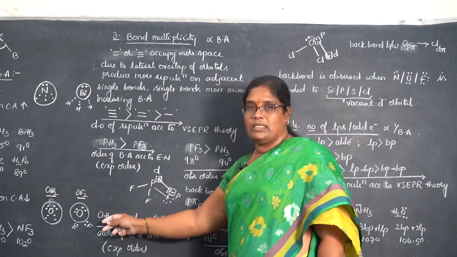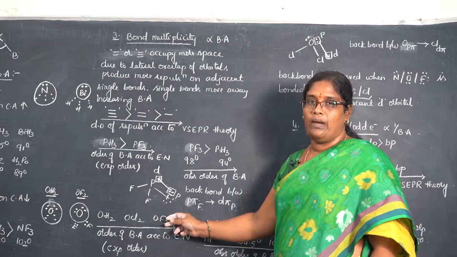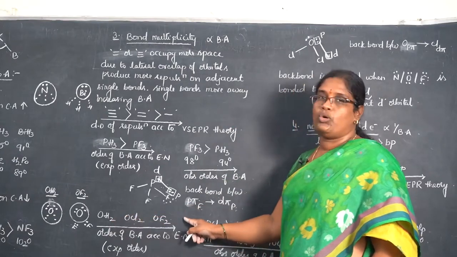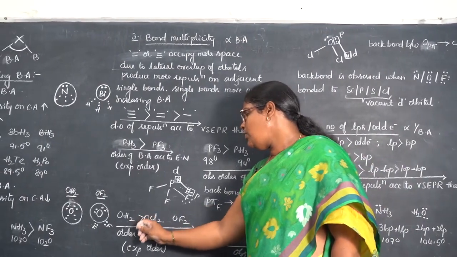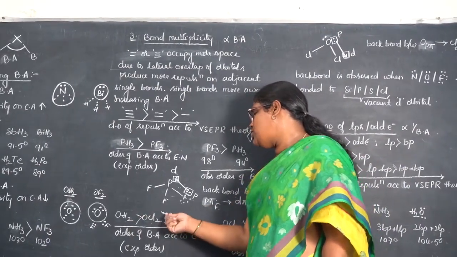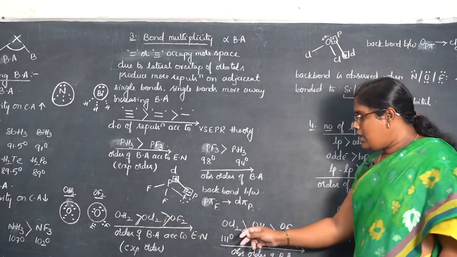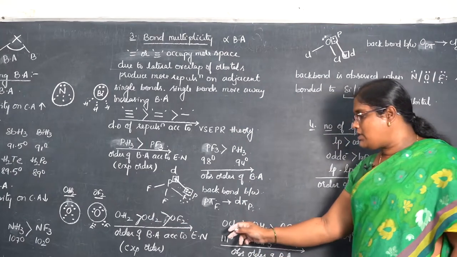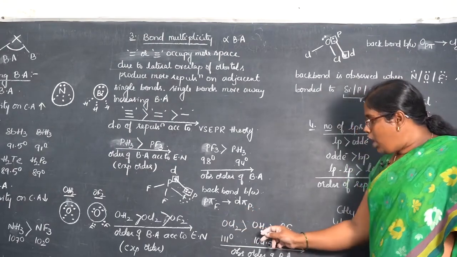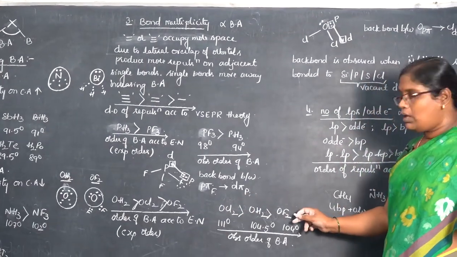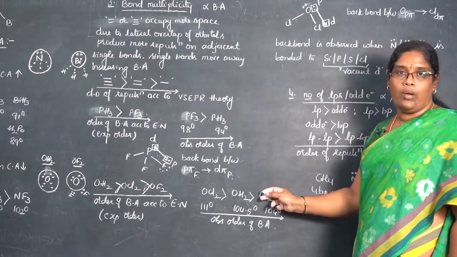Similarly, we can see another example: water, oxygen dichloride, oxygen difluoride. According to the concept of electronegativity, the bond angle should decrease from water to oxygen difluoride. But when you see the observed order, oxygen dichloride has the greater bond angle. Water and oxygen difluoride follow the normal concept of electronegativity because they don't have any vacant orbitals.